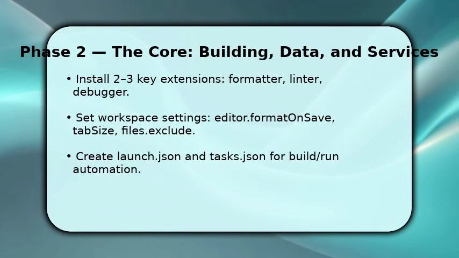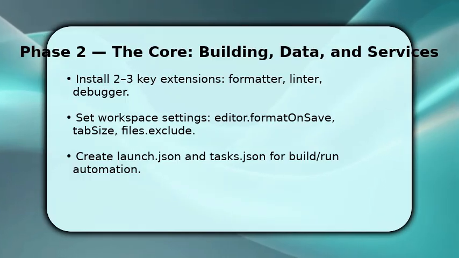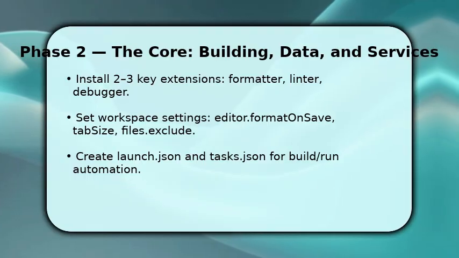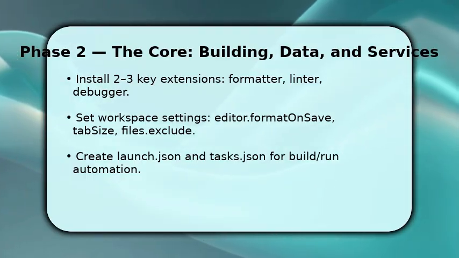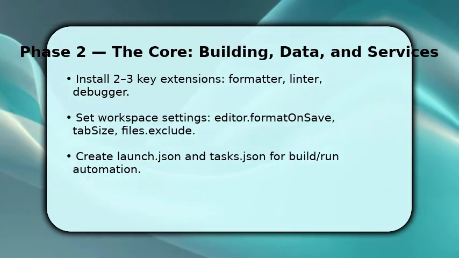Next, you configure VS Code to speed up work. Install a formatter and linter. These enforce style and catch bugs early. Add the debugger extension for quick breakpoints. Then open Settings and set Editor.Format on save and tab size to match your theme style, which reduces merge friction.